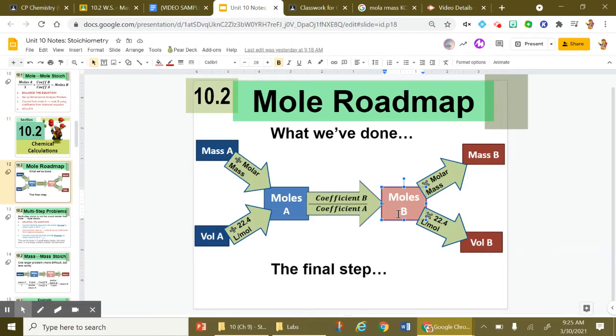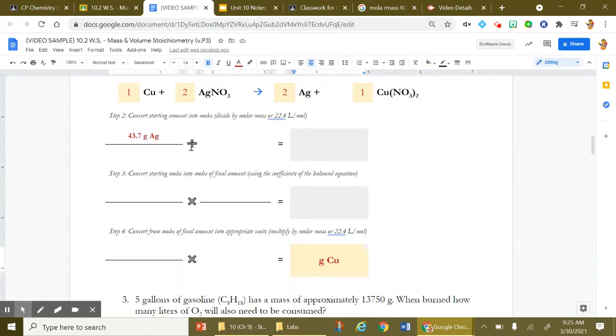Again, we're following a roadmap here, a pathway that'll tell us which 3 problems we have to do. So in order to properly follow this roadmap here, we need to know where we're starting and where we're ending. We are going from grams of silver into grams of copper. We can't do that in one step. It has to be 3 steps. And our first step is convert grams of silver into moles of silver. All right, moles of silver.